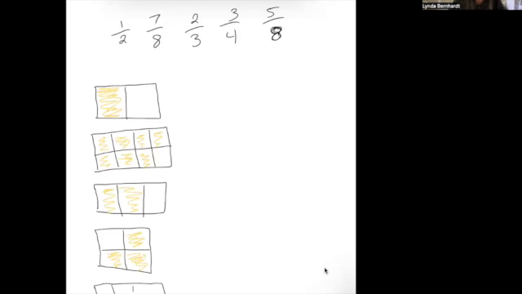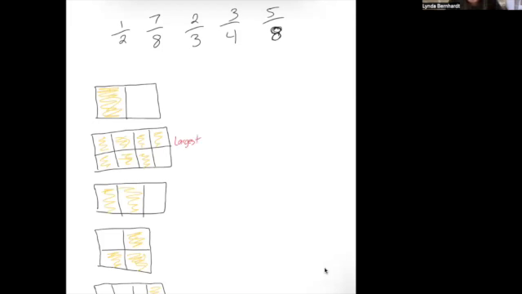And then I'm going to do 5 of them. So we're going to color in 1, 2, 3, 4, 5. All right, so I put them in the same order. If you look at this, you should be able to tell that this one looks largest.